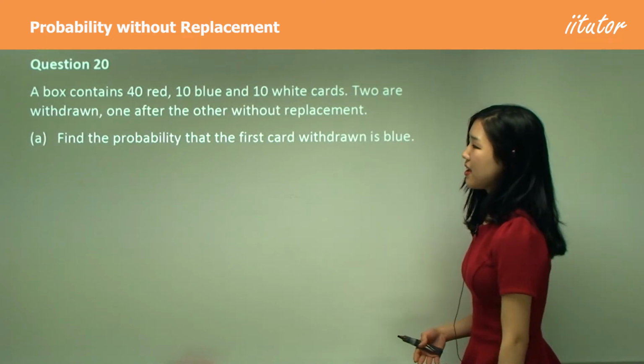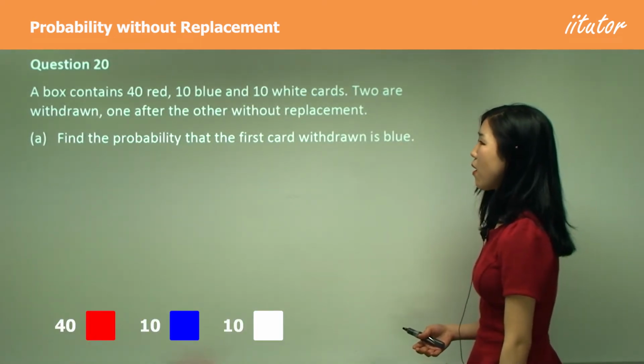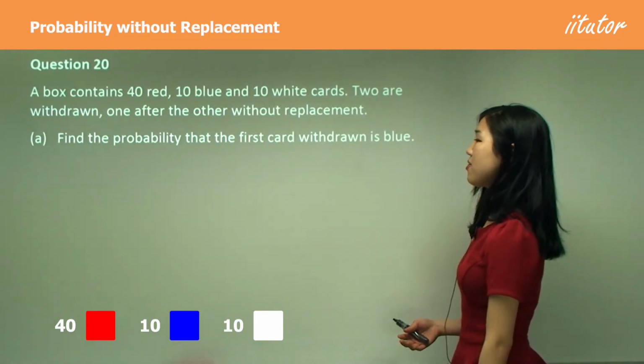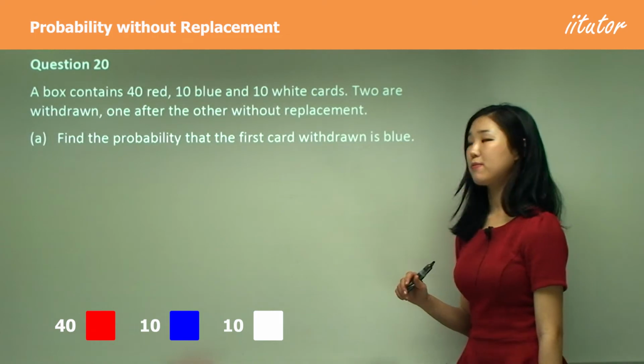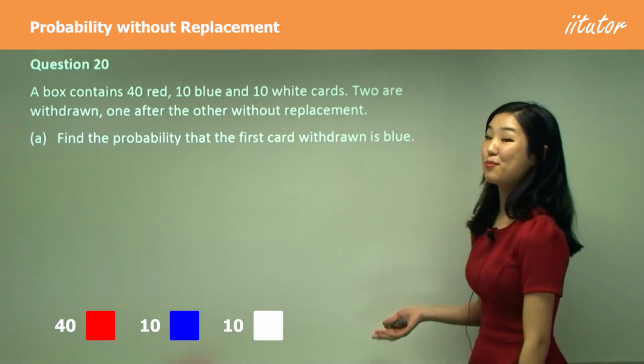Question 20. A box contains 40 red, 10 blue and 10 white cards. 2 are withdrawn, one after the other without a replacement, so there's no replacement here. Find the probability that the first card withdrawn is blue.